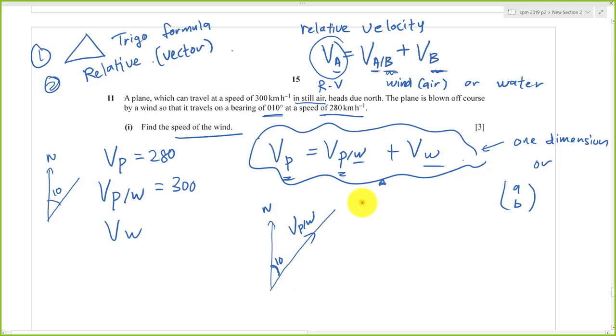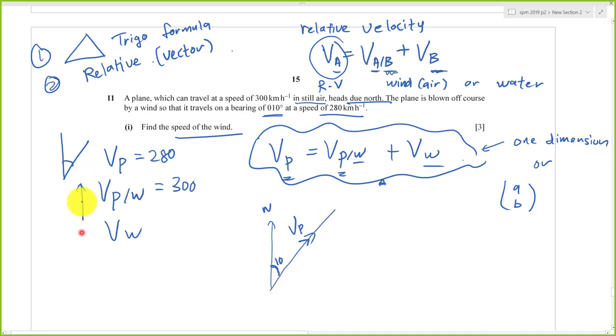And then I need... Oh, wait. The plane which travels due north. Sorry, I'm wrong. This 10 degrees belongs to the plane, because the speed in still air already tells you it is due north. So that means this one is the velocity of the plane. And then this line will be due north, right? So the velocity of the plane is my resultant vector, right? If this is my resultant vector, I need two more lines to make this resultant vector.